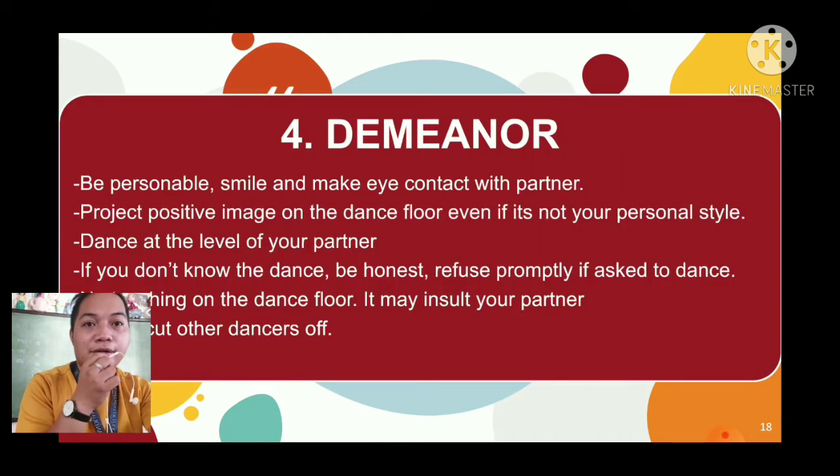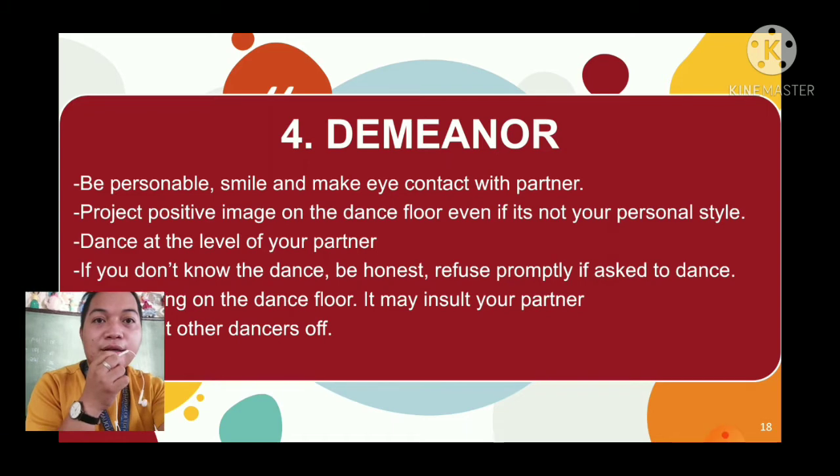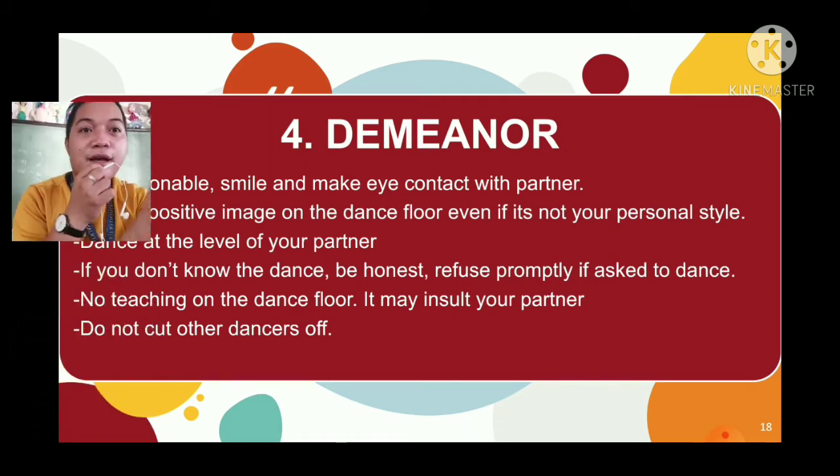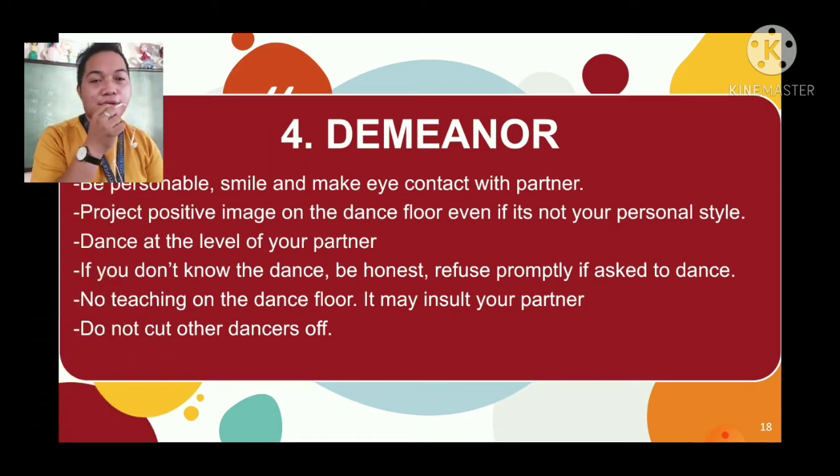For number 4, demeanor. Be personable. Smile. Make eye contact with partner. If you say demeanor, it is what you call the behavior. Number 2, project positive image on the dance floor even if it's not your personal style. Again, dance at the level of your partner. Mahiya ka naman, if your partner gives the 100%, give your 110%.